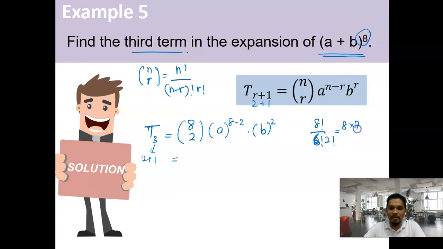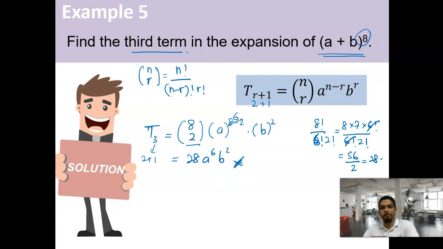So 8 times 7 times 6 factorial divided by 6 factorial and 2 factorial. 8 times 7 is 56, divided by 2 factorial, which is 2 times 1 equals 2. Then you get 28. So this gives you 28, with a to the power of 6 (8 minus 2 equals 6) and b squared.